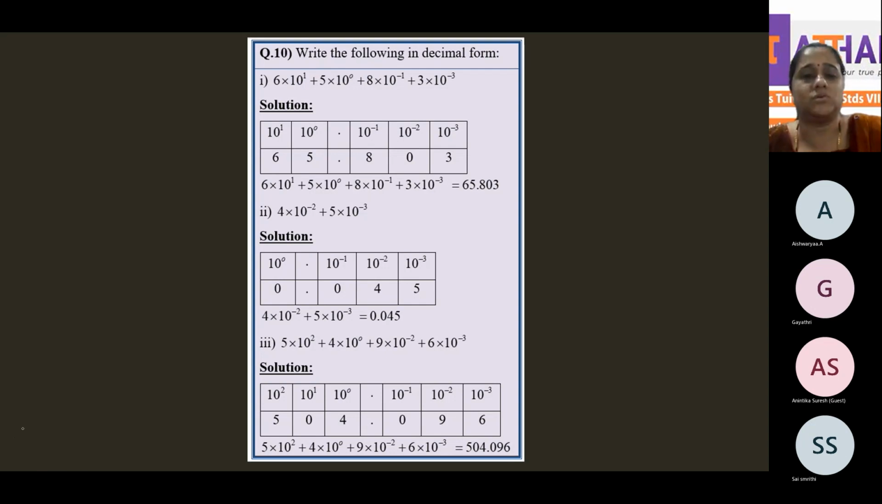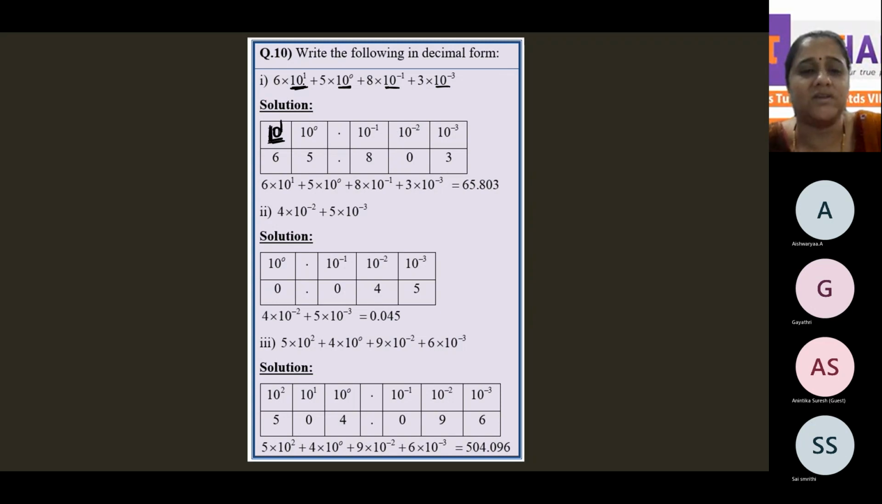So look at the place values. You can see 10 to the power 1, 10 to the power 0, 10 to the power minus 1, 10 to the power minus 3. So we'll also start from here, 10 to the power 1, 10 to the power 0. If you start from 10 to the power 1, you should write everything. You cannot miss anything in the middle. Just because there is no digit in a particular place value, you cannot miss writing that place value. If you start from here, you must continue to write everything.